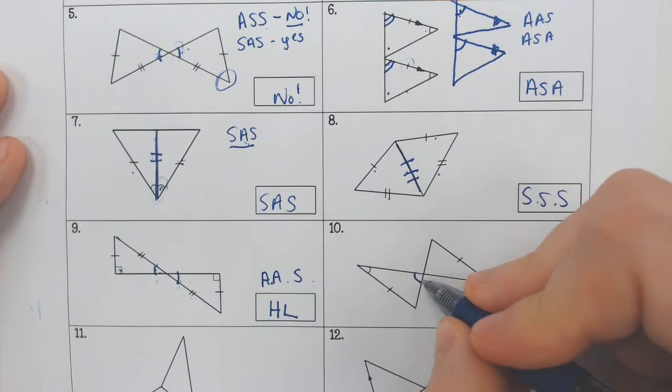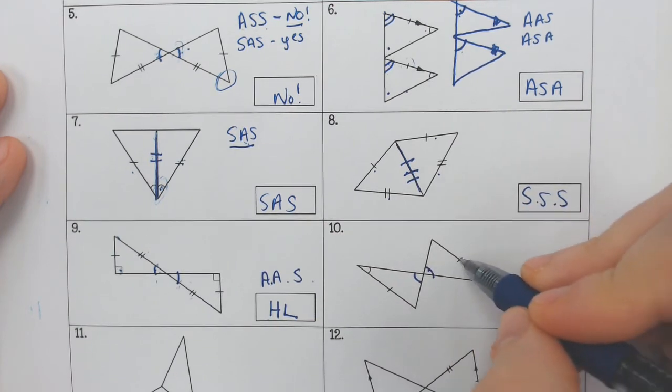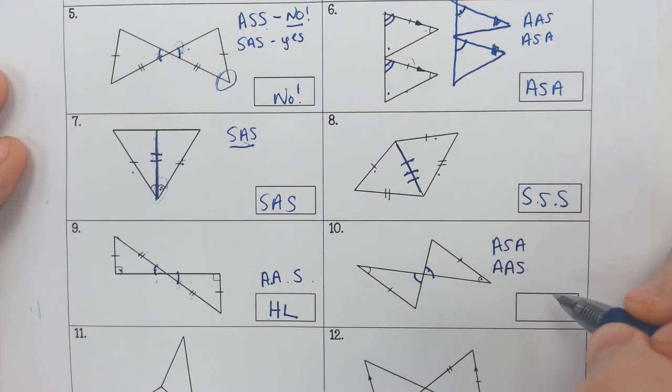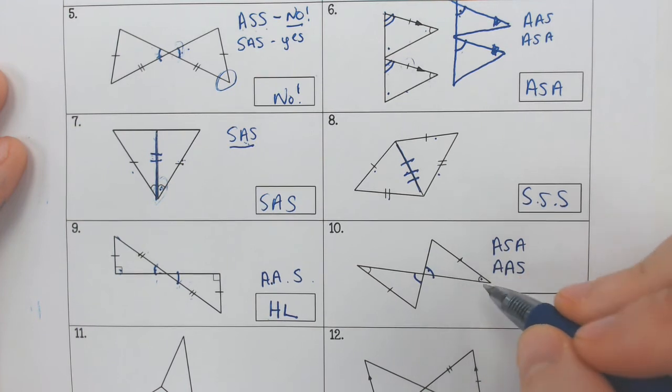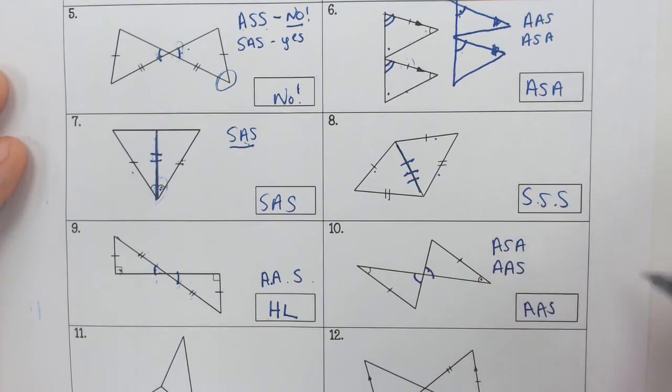Number 10, vertical angle. We have an angle, we have another angle, we have a side. So it's either side, angle, or angle, side. Well, is the side in between two angles? No. It is after it. So that means it is angle, side.